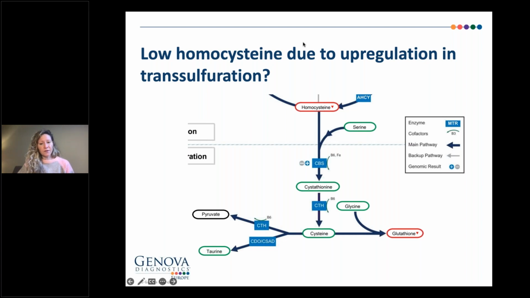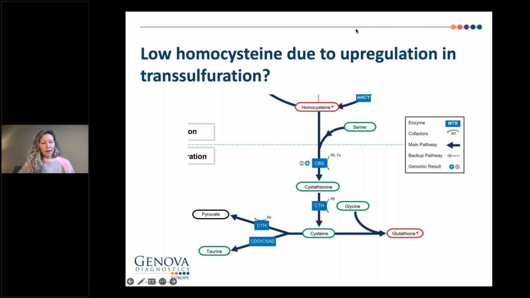His glutathione levels are very low, and whilst his homocysteine is also low, his cystathionine levels are healthy. And this is potentially giving me an insight here into, could the transsulfuration pathway be upregulated and shunting that homocysteine down that pathway in order to address the low levels of glutathione?